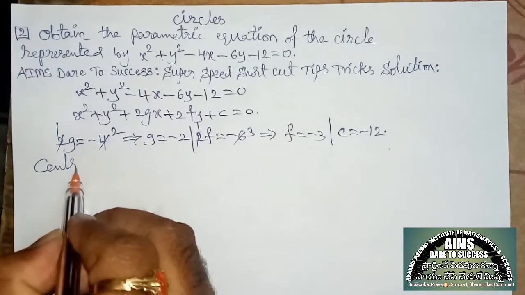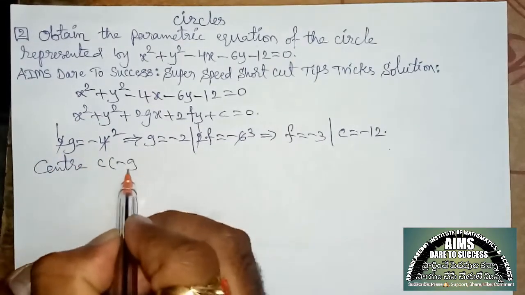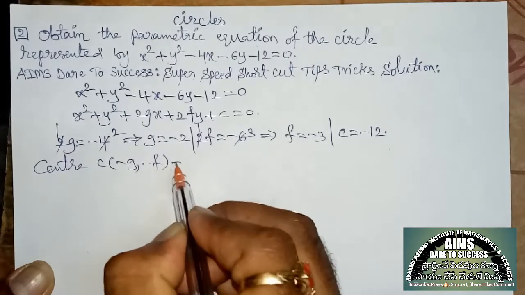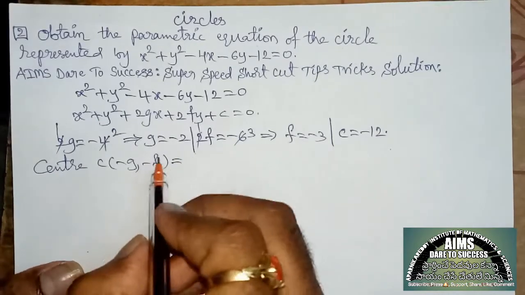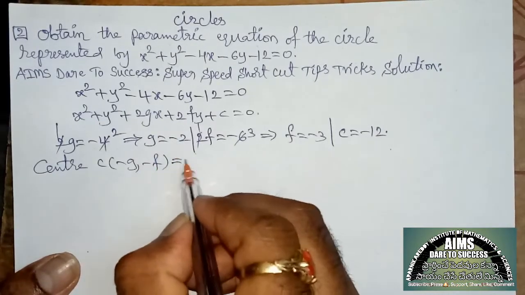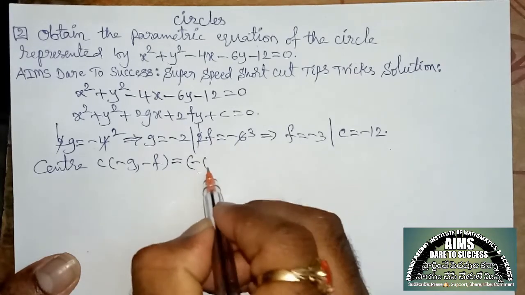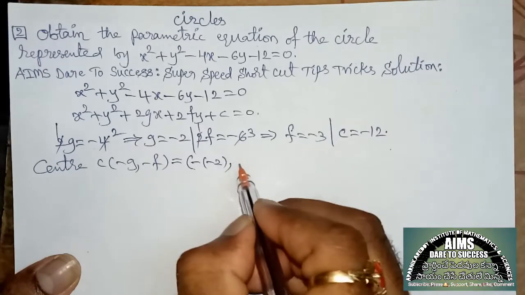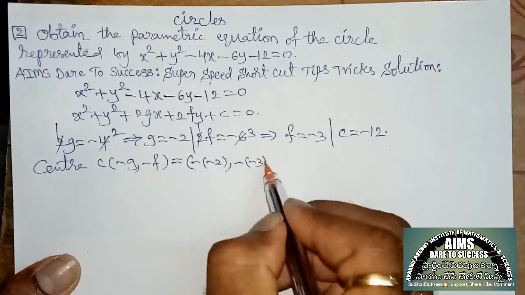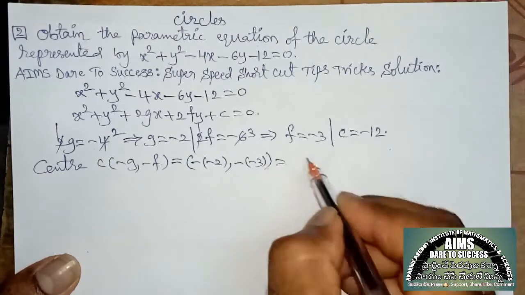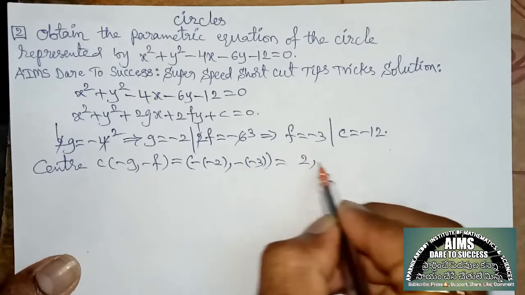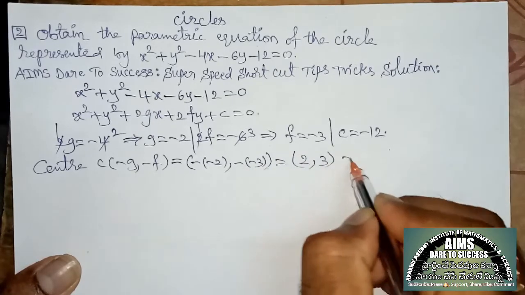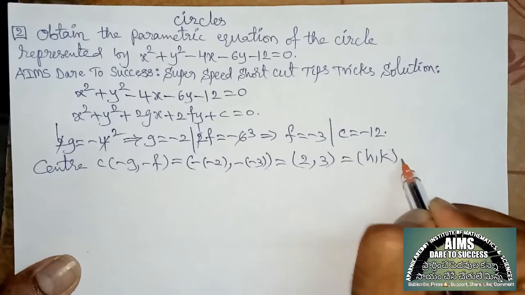Next, you have to write the center. The center is (−g, −f). This is the center of the circle. The g value is −2, so −g is minus of minus 2; the f value is −3, so −f is minus of minus 3. So minus of minus is plus 2, minus of minus is plus 3. Let it be taken as (h, k).